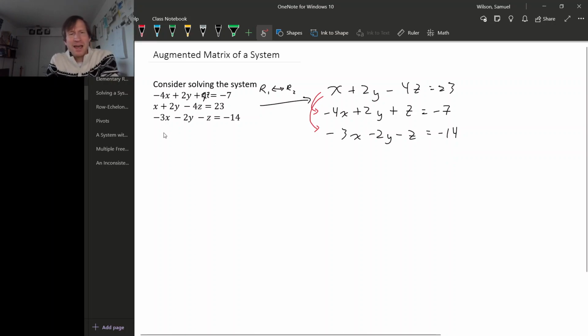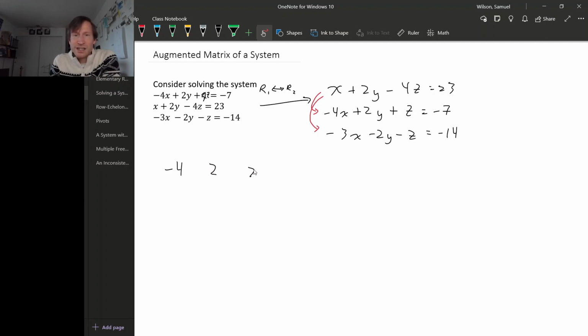So let's back up and rewrite this system of equations, but we're only going to keep the information that we really need. The coefficient on x is minus 4 in the first equation. The coefficient on y is 2. The coefficient on z is 1. And then the right-hand side of the first equation is minus 7. From the first equation, this is all we really need to remember to know that the first equation was minus 4x plus 2y plus z equals negative 7.